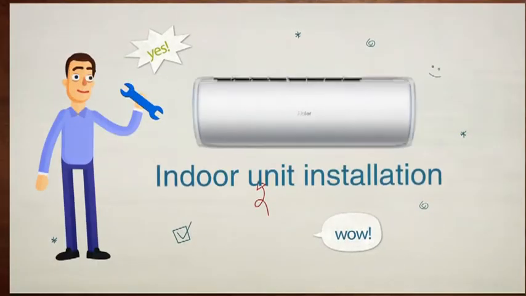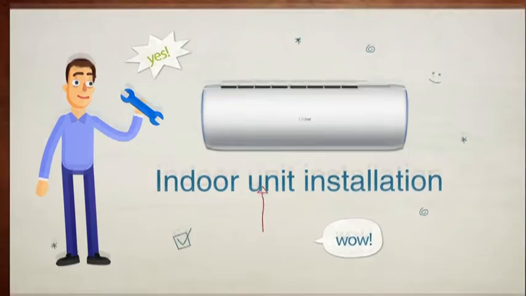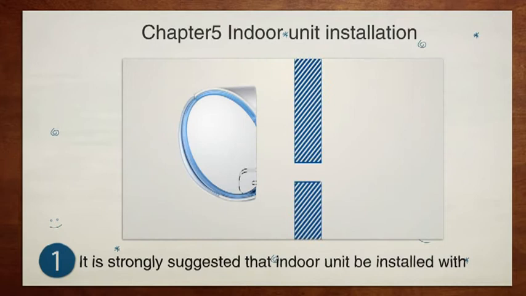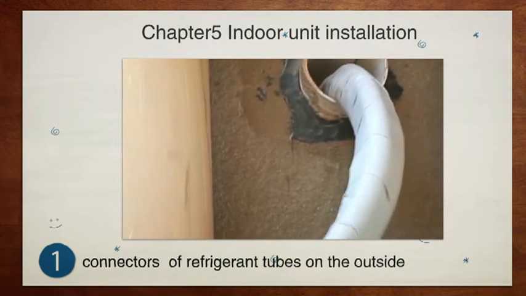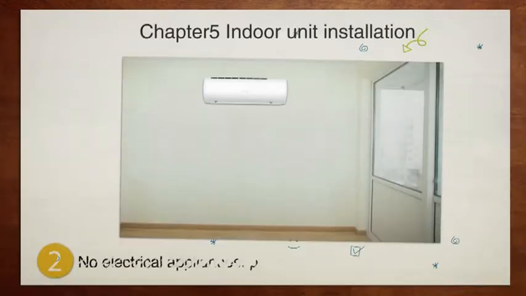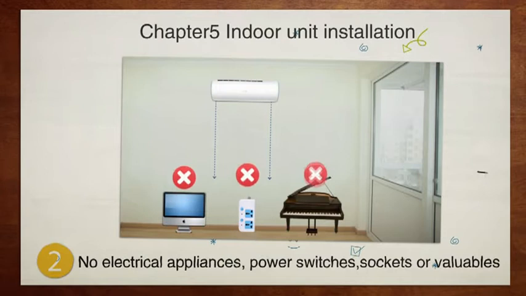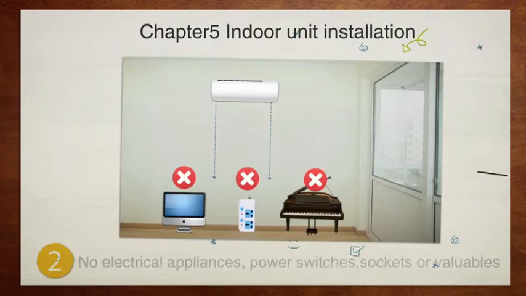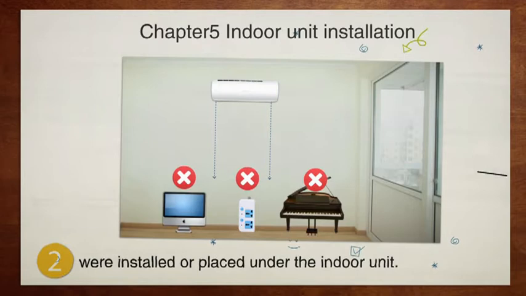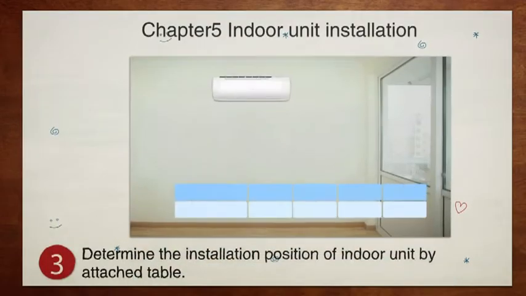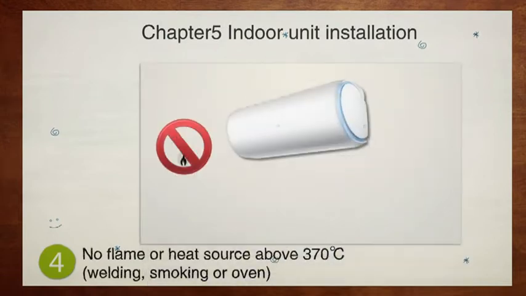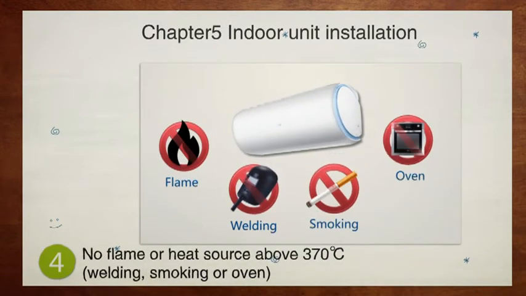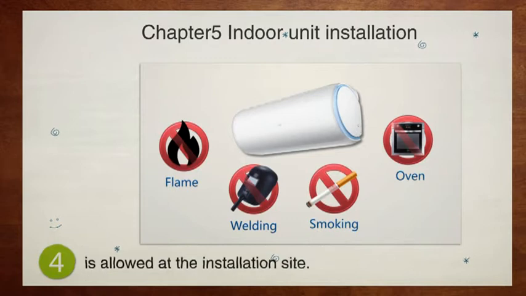Chapter 5. Indoor unit installation. Number 1. It is strongly suggested that indoor unit be installed with connectors of refrigerant tubes on the outside. Number 2. No electrical appliances, power switches, sockets, or valuables should be installed or placed under the indoor unit. Number 3. Determine the installation position of indoor unit by attached table. Number 4. No flame or heat source above 370 degrees Celsius is allowed at the installation site.